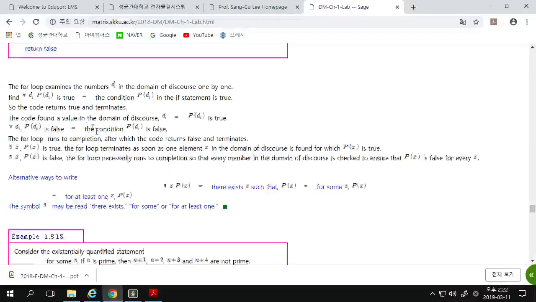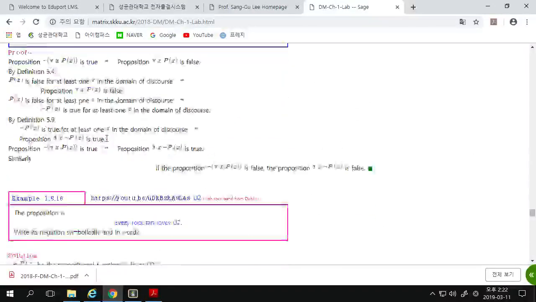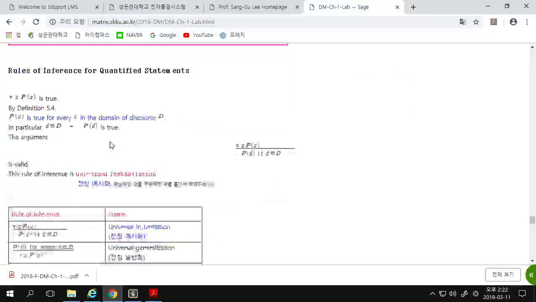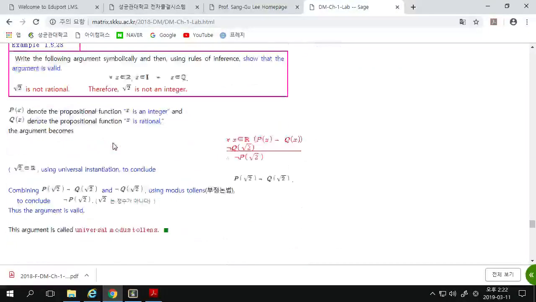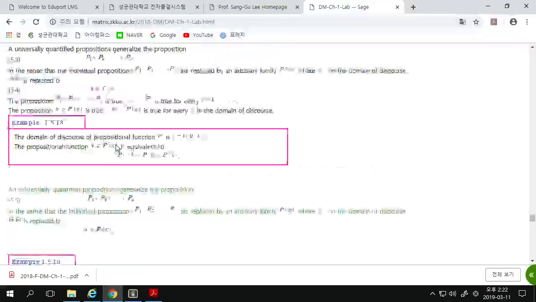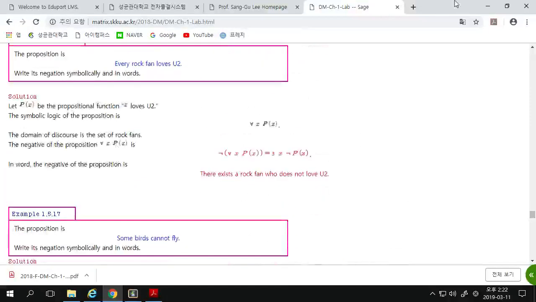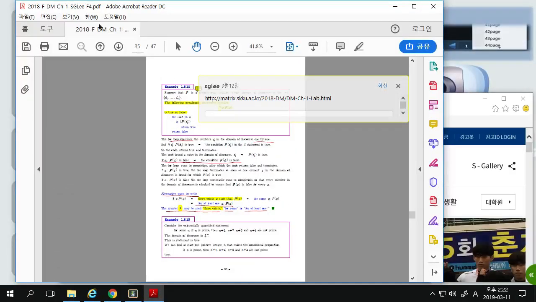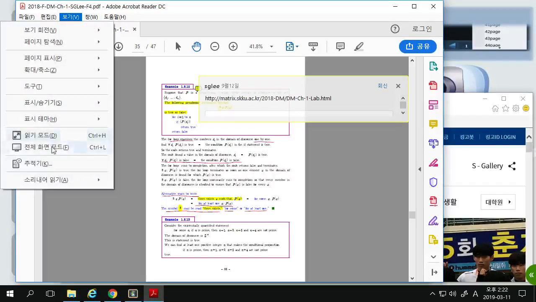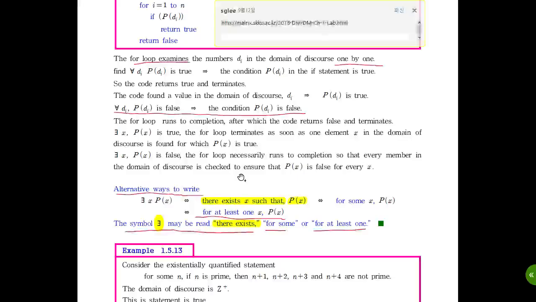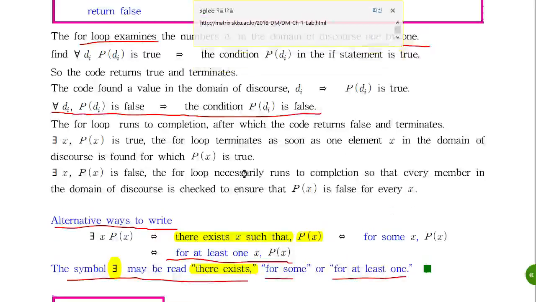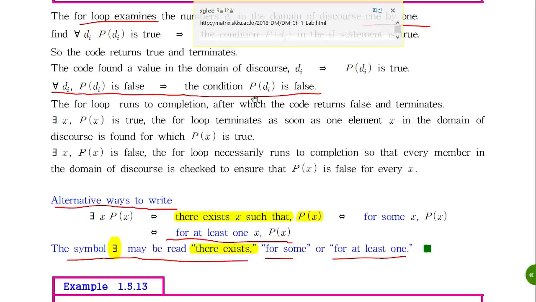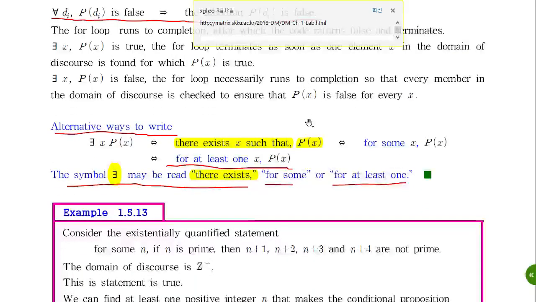And this pseudo code was made. Next, the concept: the loop examines one at a time to check all the things.